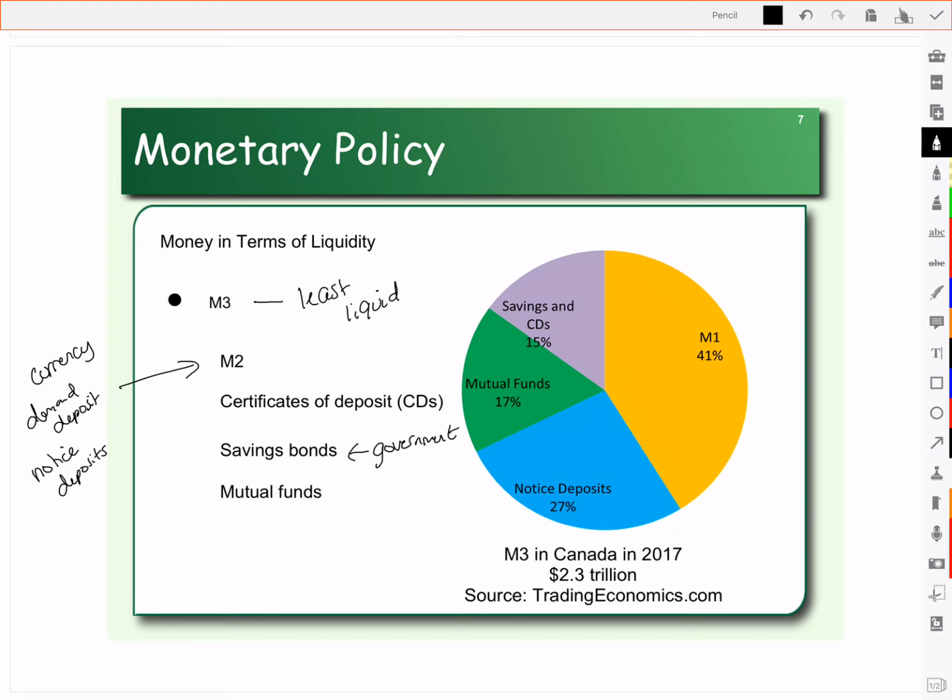The remainder is those CDs, savings bonds, and mutual funds. So we can classify our money according to its liquidity. How quickly can we turn it into something that we can spend? And M3, which includes the CDs, the savings bonds, and the mutual funds, is the least liquid. Cash and checking accounts are the most liquid because we can spend them right away.